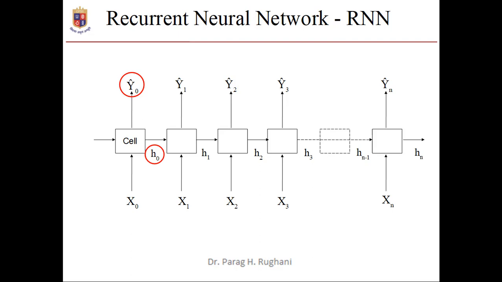If you see the last cell, again it is getting the input from the previous cell, which is hn minus 1, and xn, and it is giving you two outputs, yn hat and the hn. As the mathematical formula and its derivation is beyond the scope of this course, we will not be discussing RNN and its mathematical implementation.